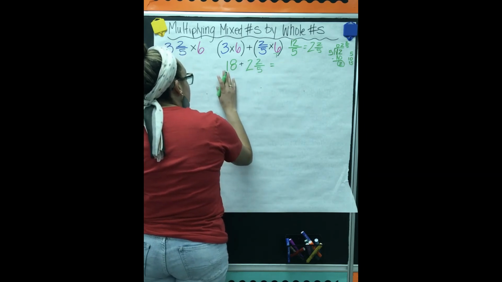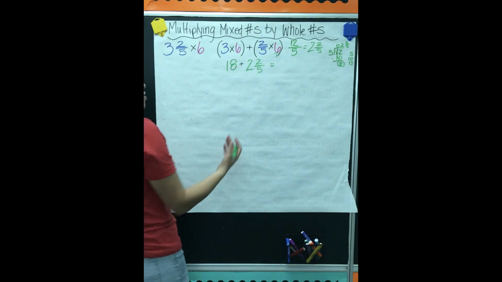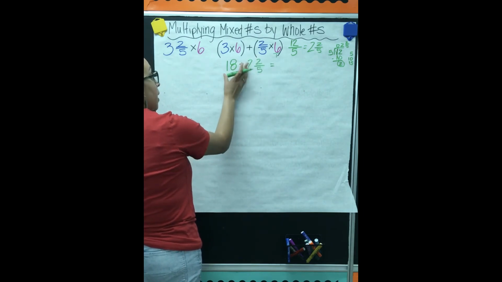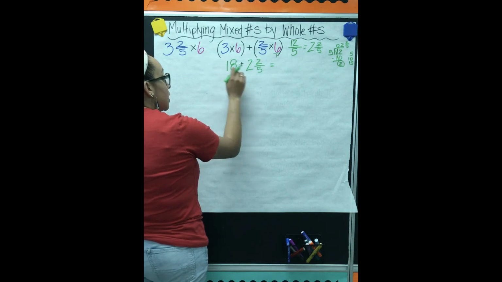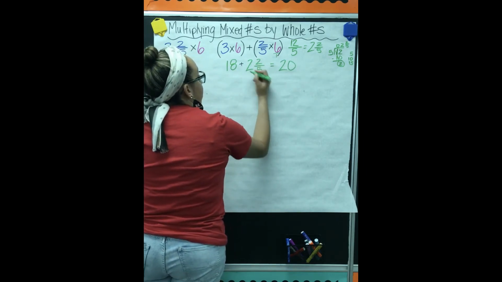So then I add up the same part. If I had fractions over here, I'd add the 2 fractions together. And I'm going to add the whole numbers together. So 18 plus 2 is 20. And then I don't have anything to add here.